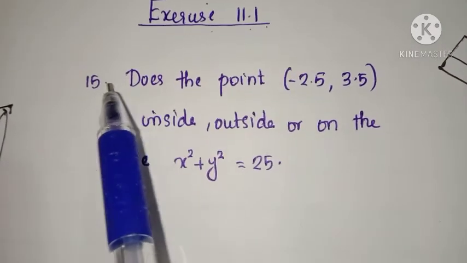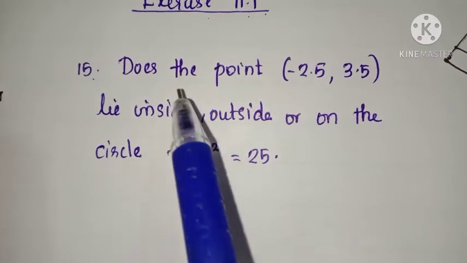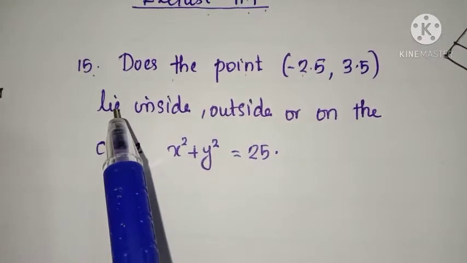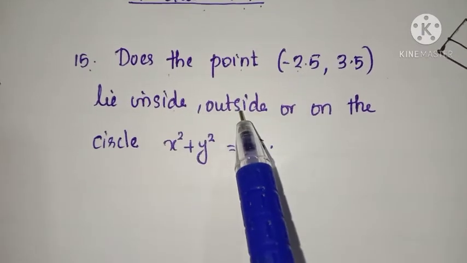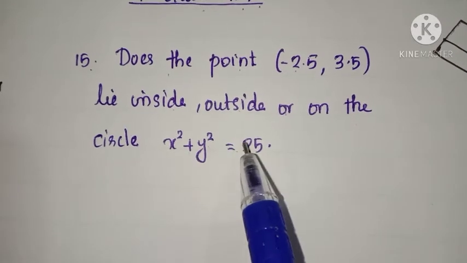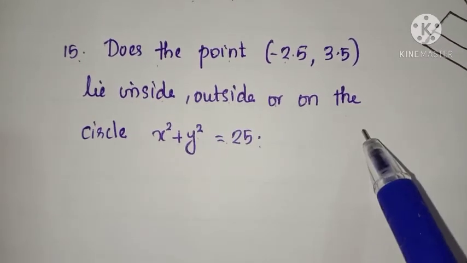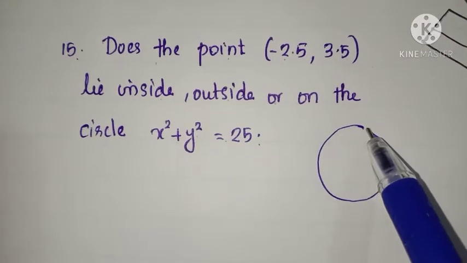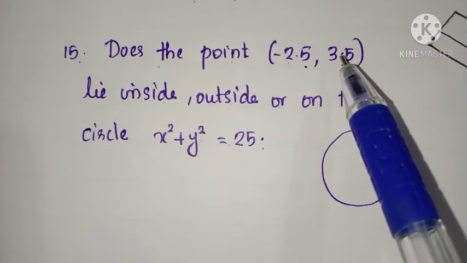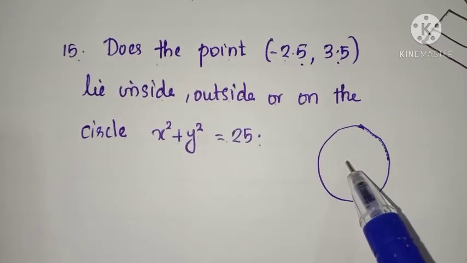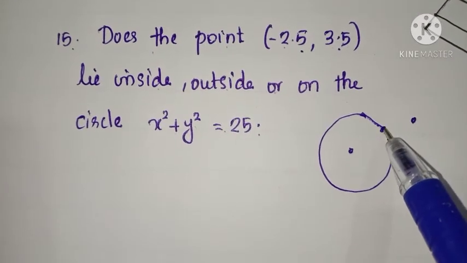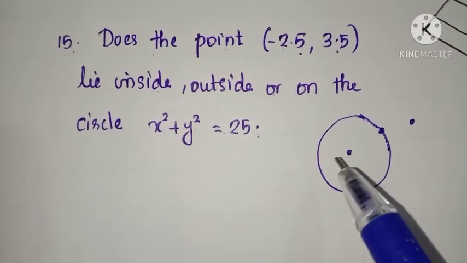Exercise 11.1, question number 15. Does the point (-2.5, 3.5) lie inside, outside, or on the circle x² + y² = 25? The question is, does this point lie inside the circle, outside the circle, or on the circle? That is what we want to find.